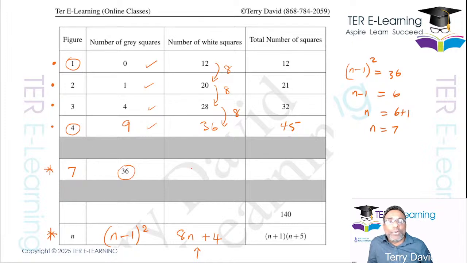If you want to work out the total number of white squares in that figure, it is going to be 8 multiplied by 7 plus 4. So 7 eights are 56, plus 4, and you're going to get 60. So 60 is going to come here. To work out the total number of squares, we add the 36 plus the 60, and you're going to get 96.